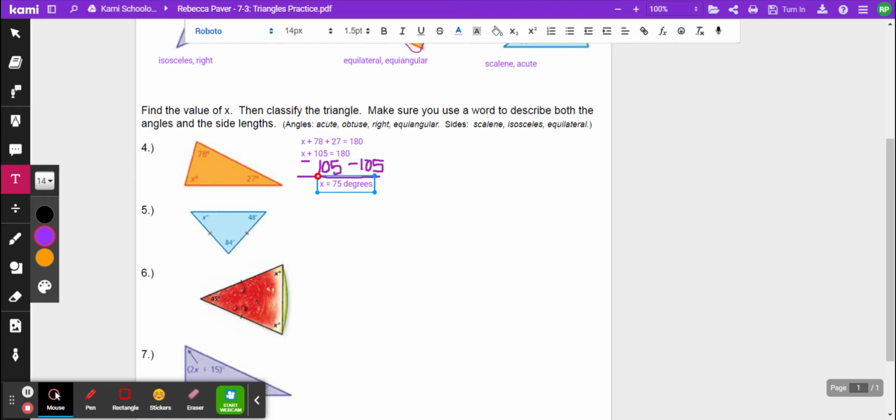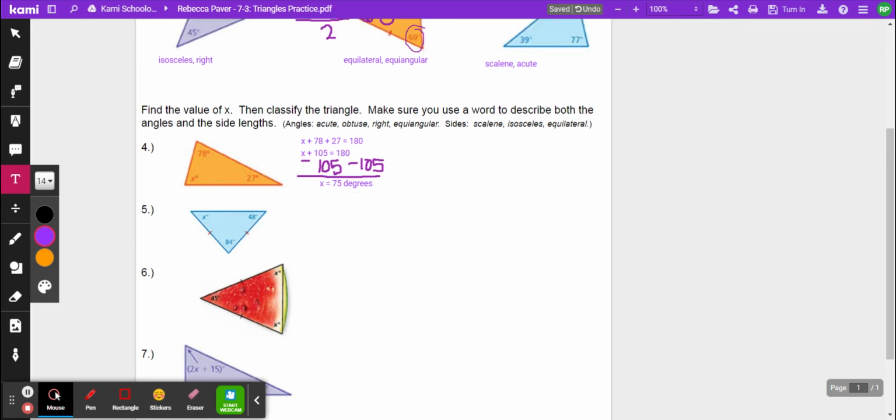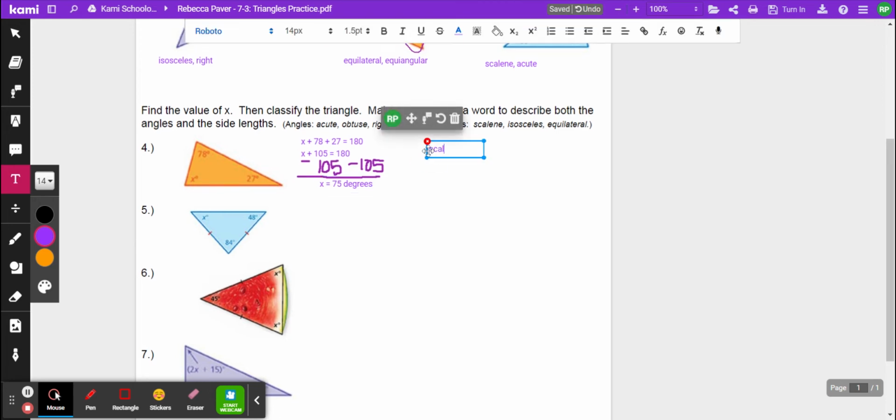Now, as far as the classification of this triangle, there are no tick marks on any of the sides, so I know that that makes it a scalene triangle for side lengths. And since all of the angles are less than 90, it is also an acute triangle.